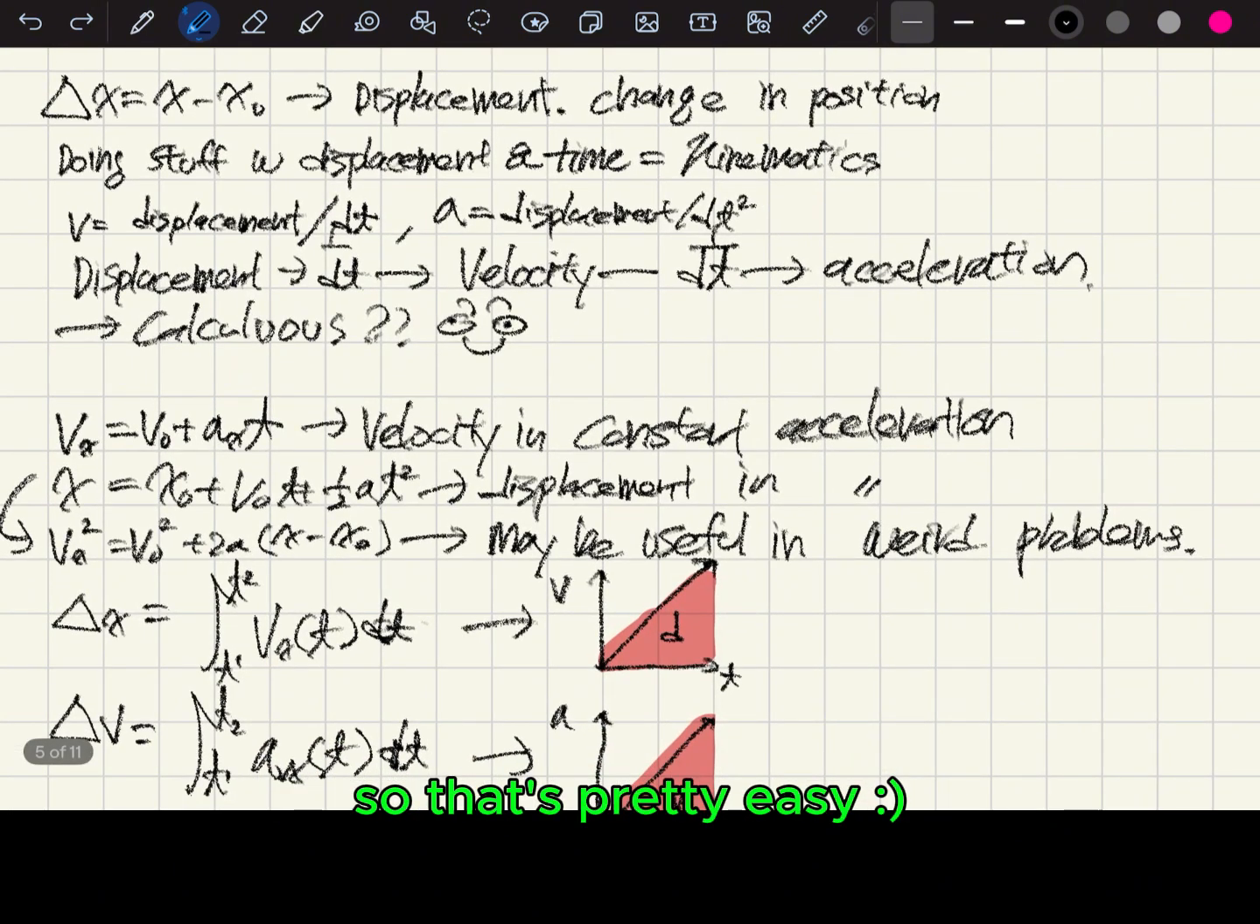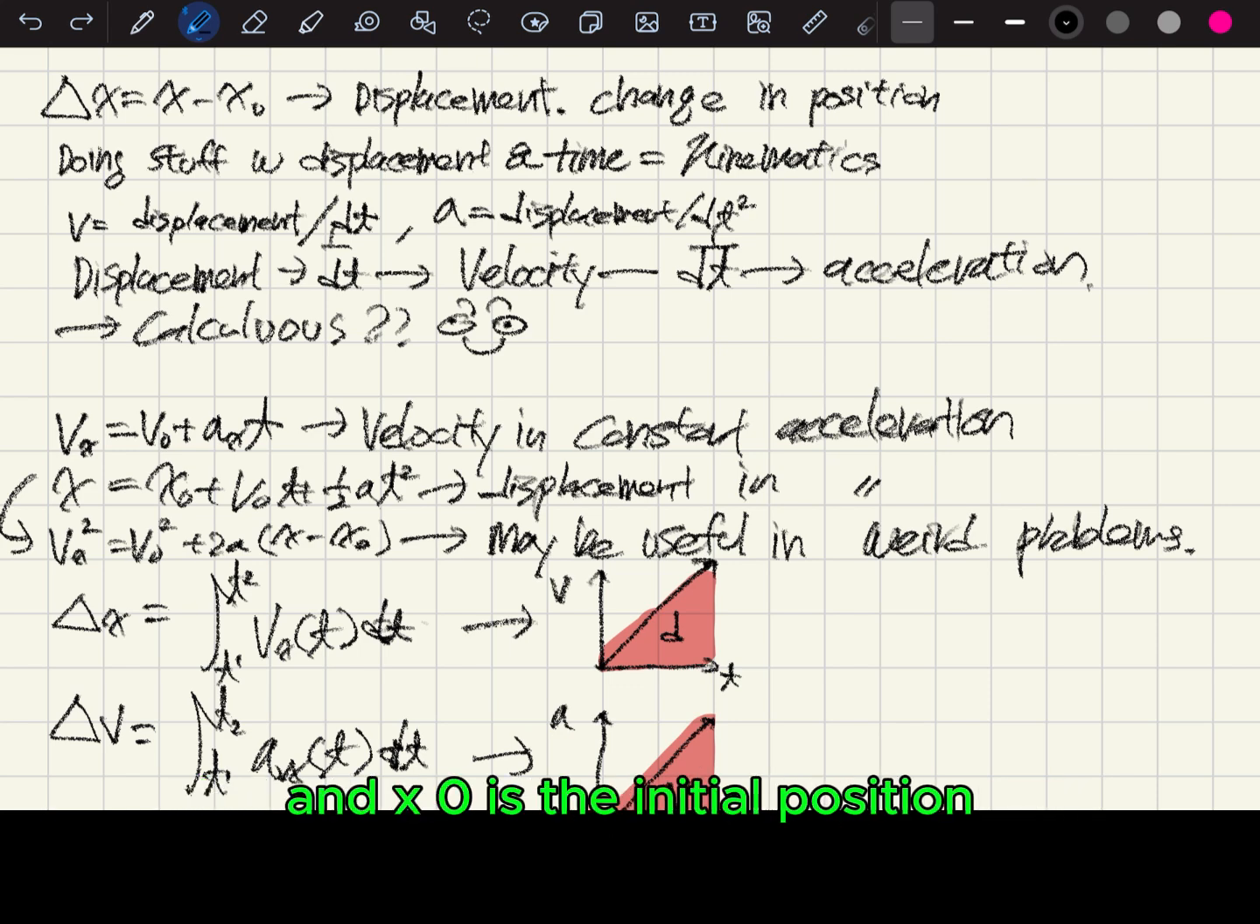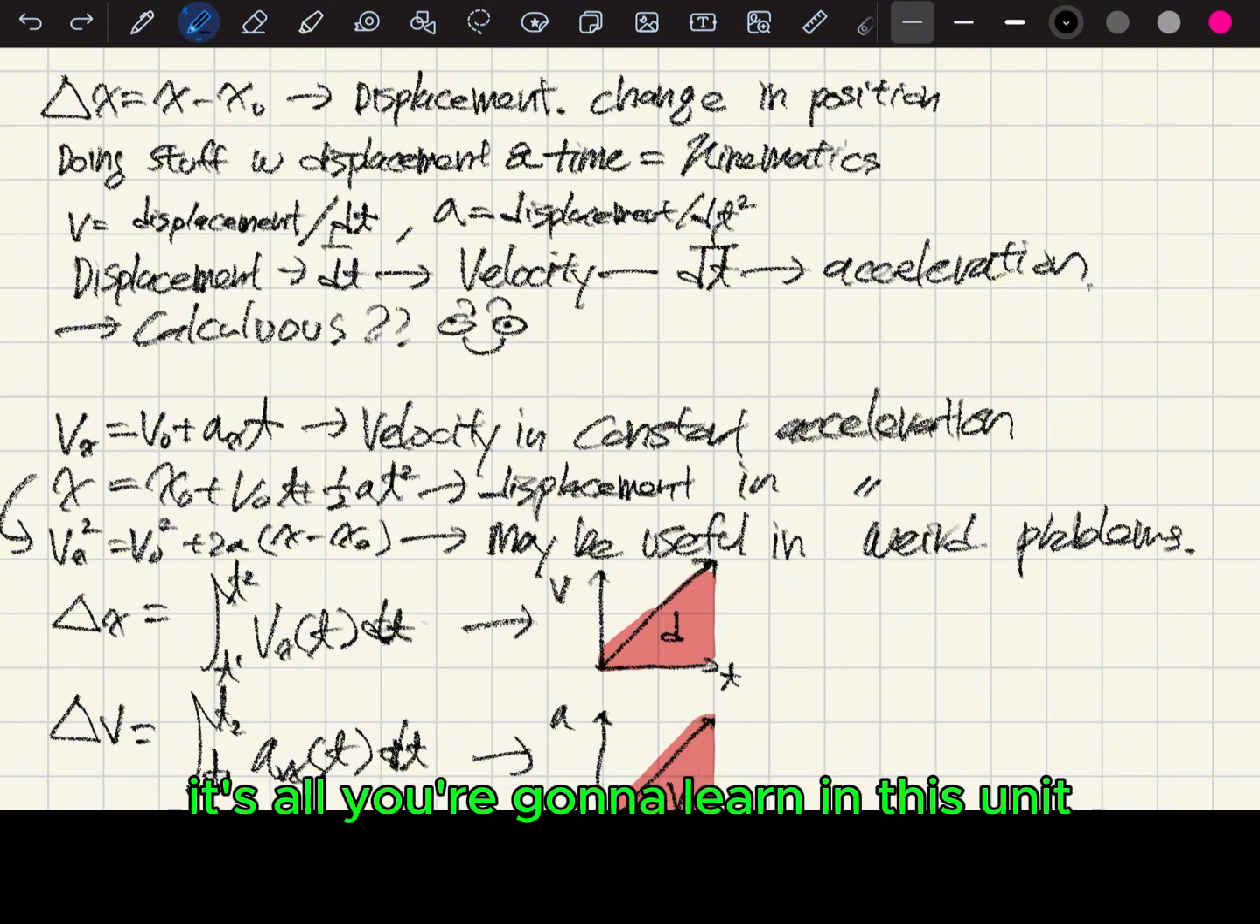So that's pretty easy. Delta x equals x minus x0, that's displacement, that's change in position, and x0 is the initial position, so it shows a change. And doing stuff with displacement and time is basically kinematics. It's all you're going to learn in this unit.